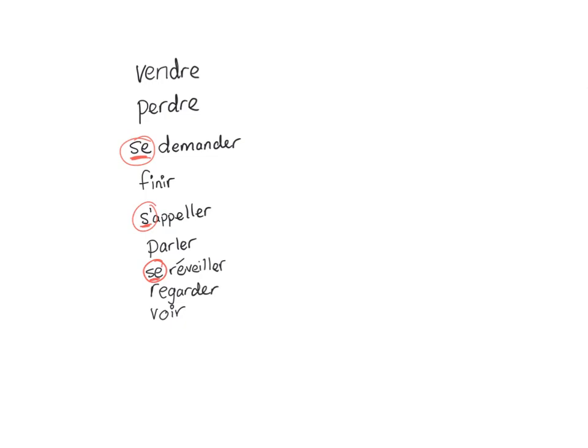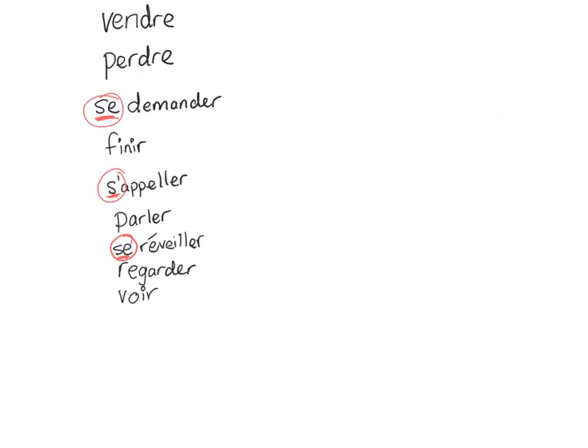It's a really important thing to be able to identify these now. So the main message here is that if the verb has one of those se or s apostrophe in front of it, we call it reflexive. In French, c'est un verbe pronominal.